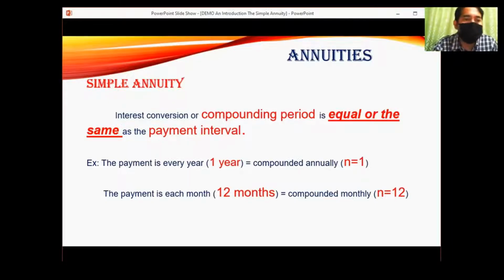Again, what is the keyword? Compounding period is equal or the same with the payment interval. Okay? Next.